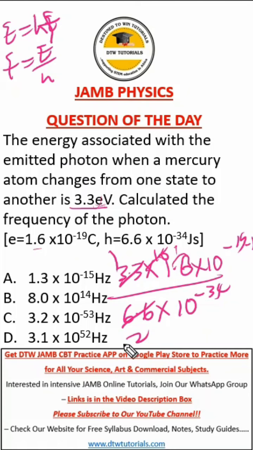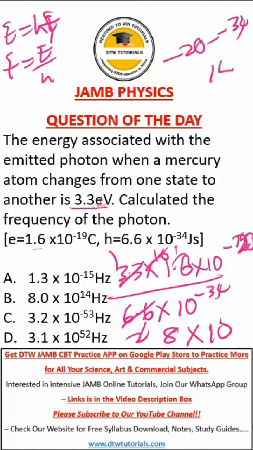So 16 will cancel this 2 as 8. So we have 8 times, what will be our power here? So this is negative. This becomes negative 19. So we have negative 20, negative 34. And that gives us a positive 14. So this will be raised to power 14. Our answer here is B.